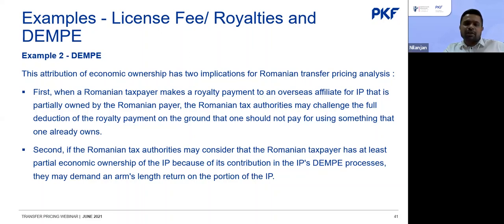So accordingly, we need to be very careful when we are doing transactions relating to royalties and license fee. These are some of the things that we need to keep in mind.